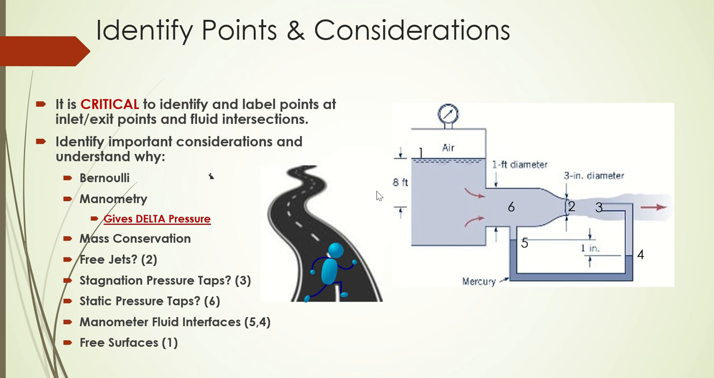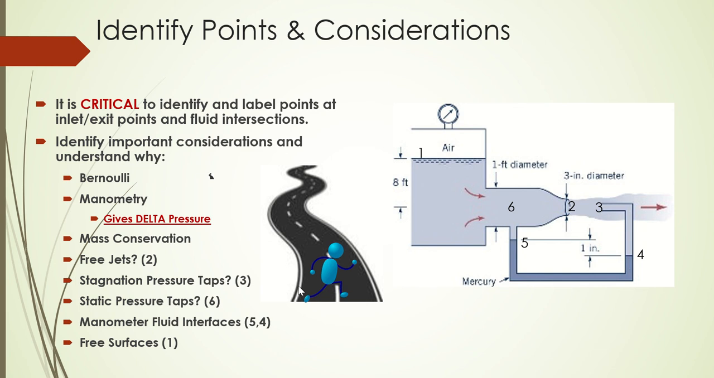We know that Bernoulli is important because we have frictionless fluid flow in a duct. We know that manometry is important because we are given a manometer in the problem. The use of a manometer gives us a pressure differential. And we know that mass conservation might be important because we have a change in diameter. Those are keys that help us understand the fundamental fluid principles guiding the solution to the problem.